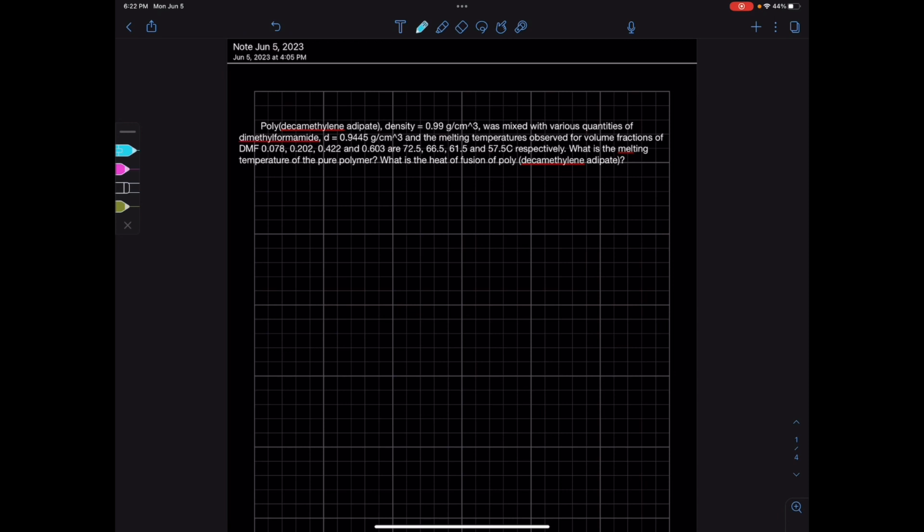To solve this, we want to first start off by writing the equation 1 over Tf equals negative R over delta HF times Vu over V1 times little v1 plus 1 over Tf0, where Tf0 is the melting point of the pure polymer, Tf is the melting point of the polymer solution, delta HF is the heat of fusion, Vu and V1 are the molar volumes of the polymer and the solvent, and little v1 is the volume fraction of the solvent.